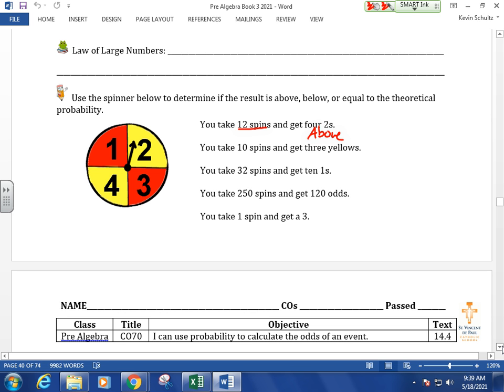See, this is what I was talking about in Ms. Kasurik's class about participation, right? He's so quiet. You get 10 spins. How many reds and how many yellows should you get?